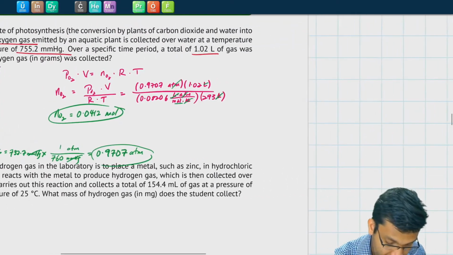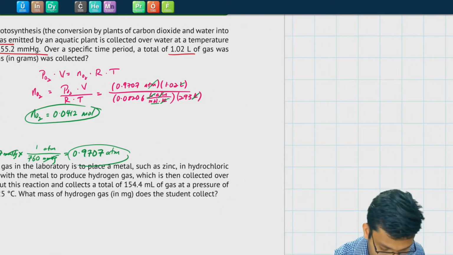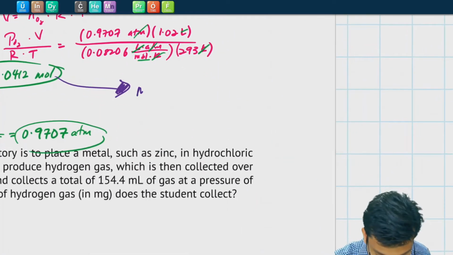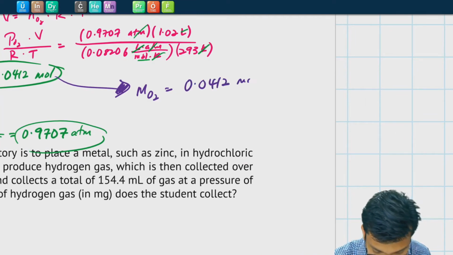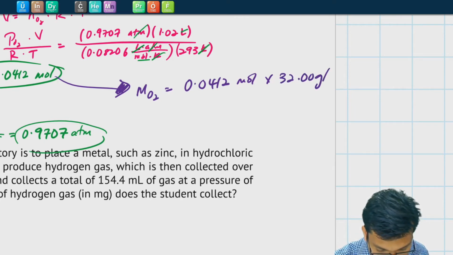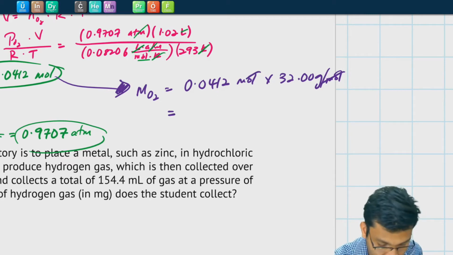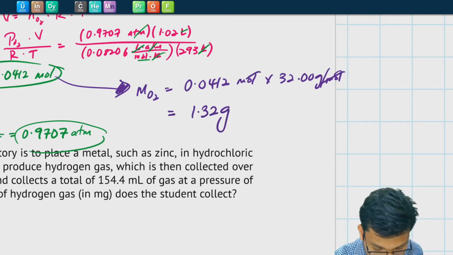Because we want to find mass. But that's a conversion that we know how to do since we've been doing it since chapter 1, I want to say. Mass of oxygen, we have number of moles, right? Times the molar mass of oxygen, O2, is the formula. So the molar mass of oxygen is 16 times 2, which is 32.00 grams per mole. Moles cancel out, and the mass of oxygen I get as 1.32 grams.